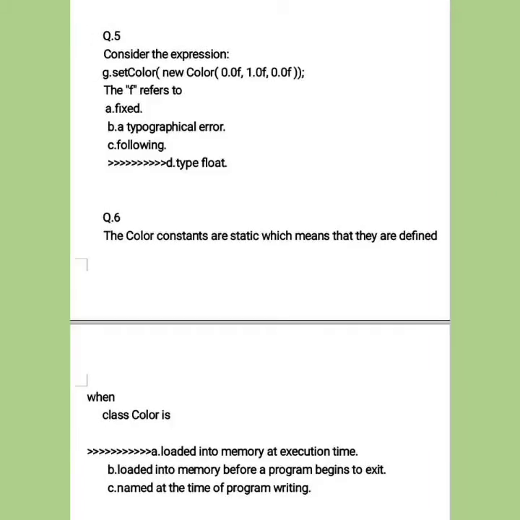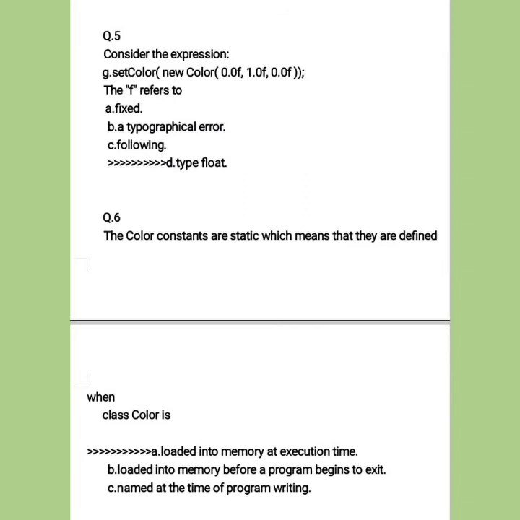Now let us see the fifth question, namely consider the expression here. g.setColor(new Color(0.0f, 1.0f, 0.0f)). Now here the f refers to option A, fixed, option B, a typographical error, option C, following, and the final option is type float. The answer is the last option, namely type float.